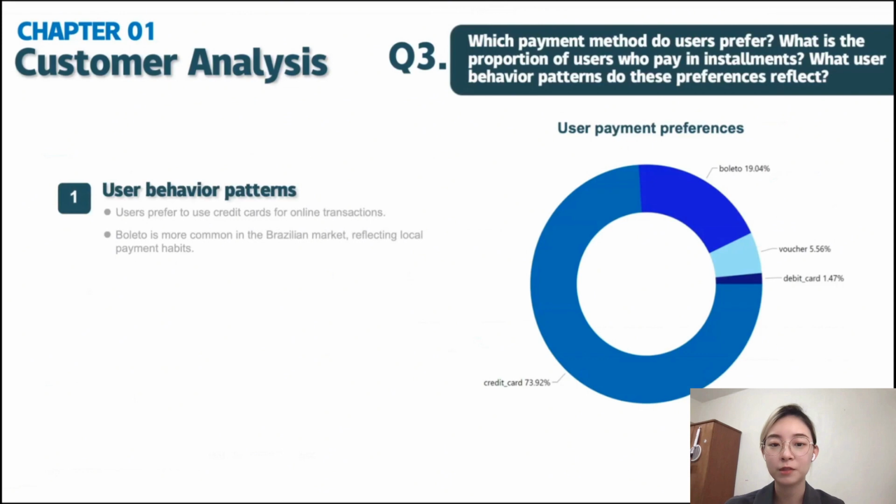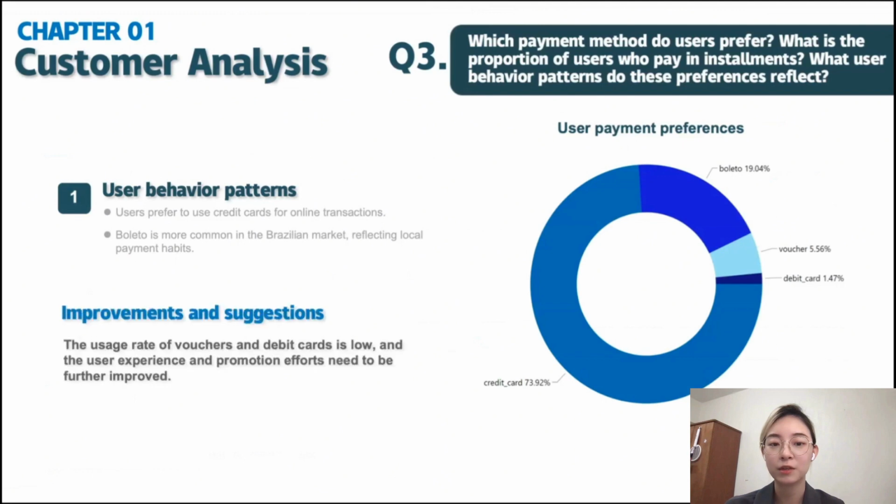Credit cards are the favorite payment method on the Olist platform. Bill payment is also important, especially in Brazil, but vouchers and debit card are used less, so we may need to promote and improve these payment methods.